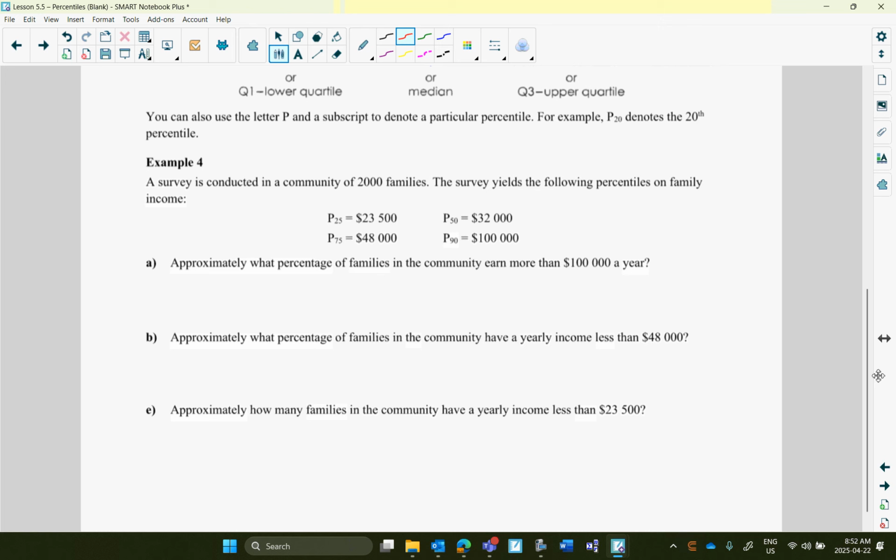So therefore, what percent earn more than this? Think about it. 90% earn the same or less. What percent would earn more? 10%. You just do 100 minus 90 equals 10%.